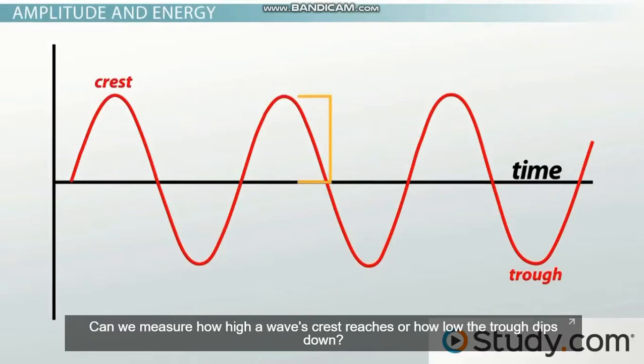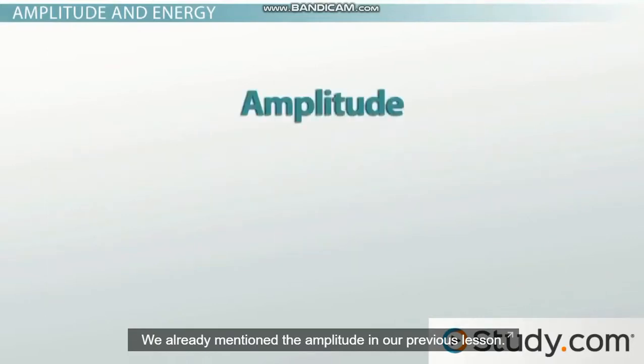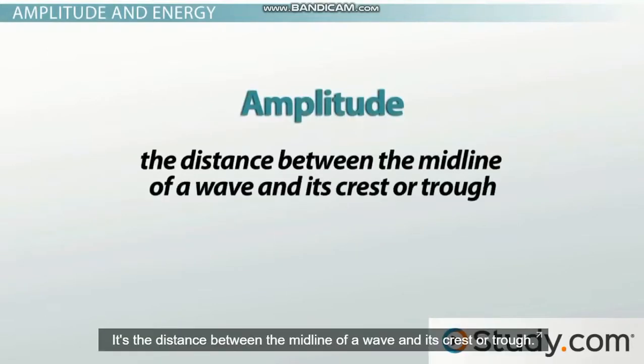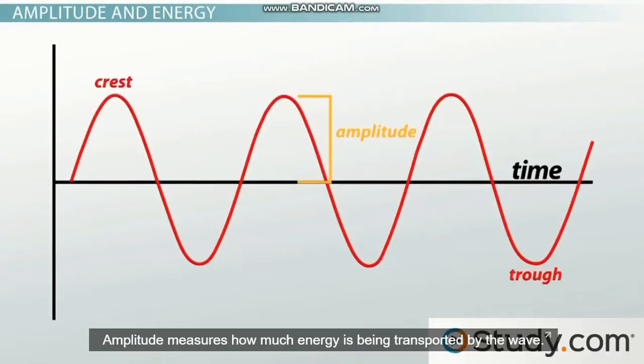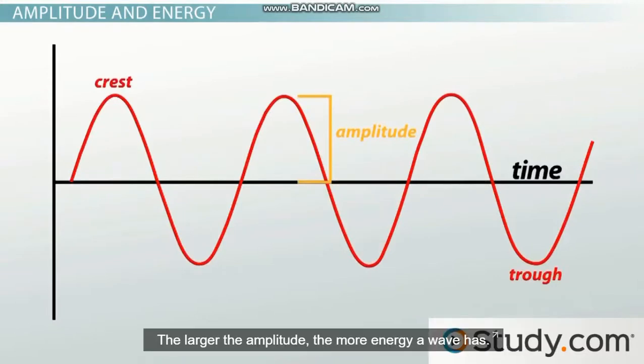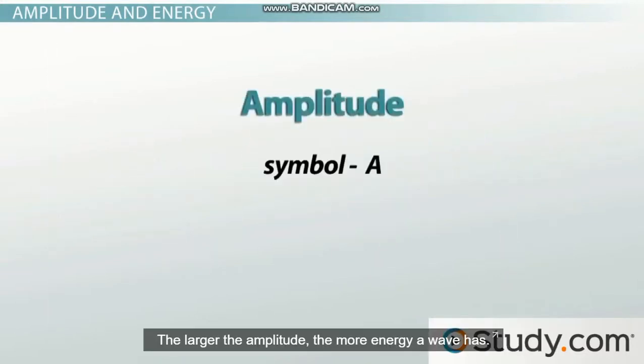Can we measure how high a wave's crest reaches, or how low the trough dips down? We already mentioned the amplitude in our previous lesson. It's the distance between the midline of a wave and its crest or trough. Amplitude measures how much energy is being transported by the wave. The larger the amplitude, the more energy a wave has. The symbol for amplitude is a capital letter A.